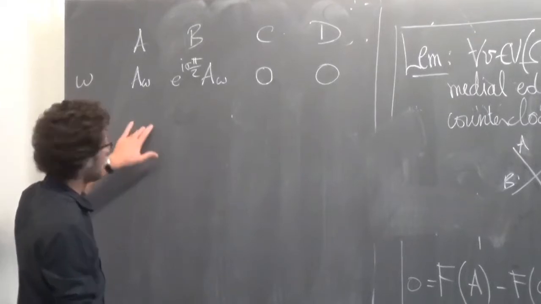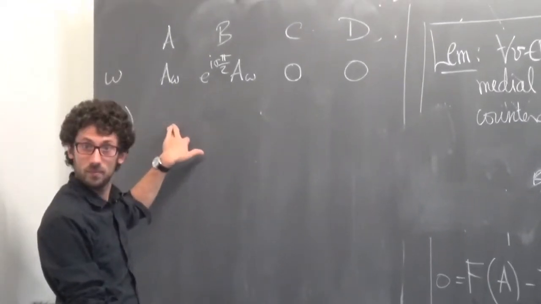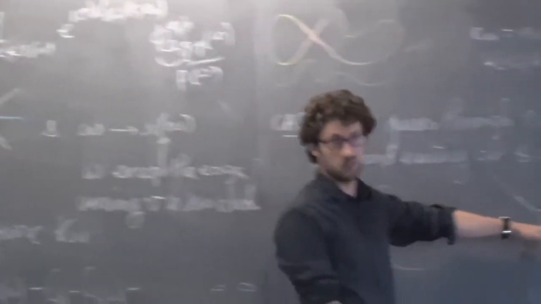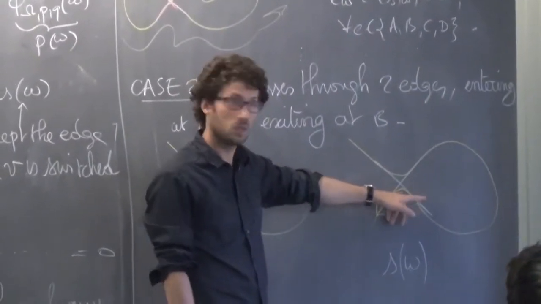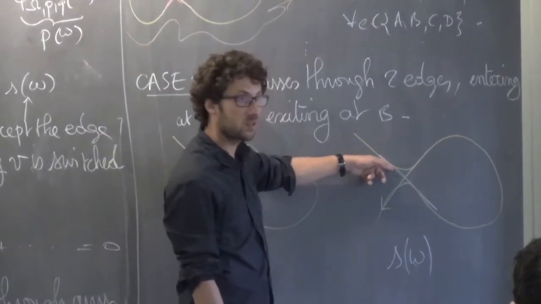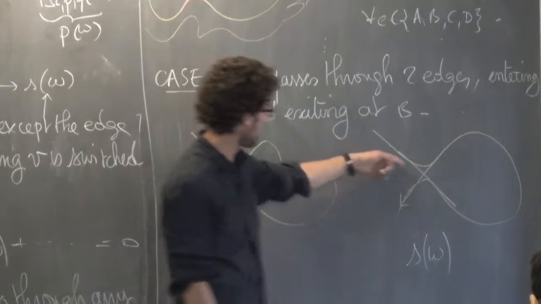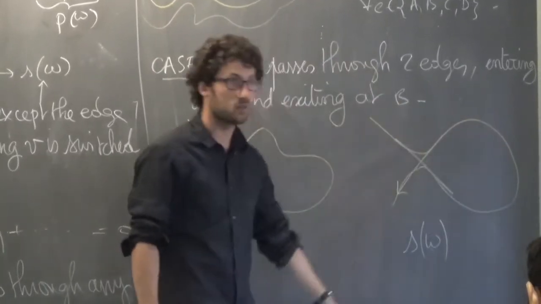Now, A of S of omega. Notice that the winding, even though the curve changed, the winding didn't. The number of left turns minus number of right turns, if I do like that and then I do something, or if I do like that and then I do something, is the same.